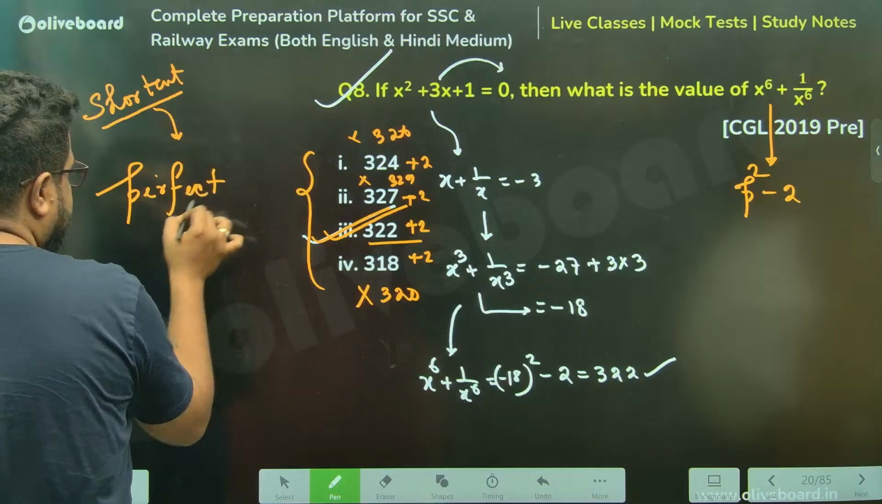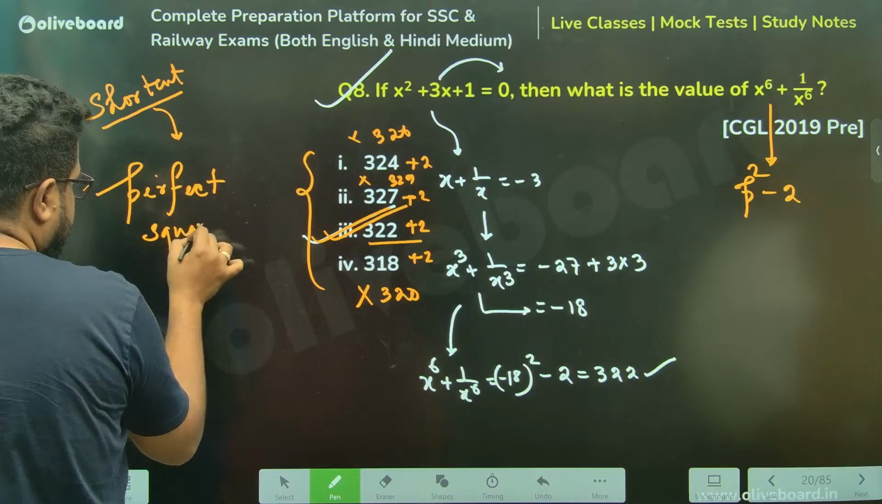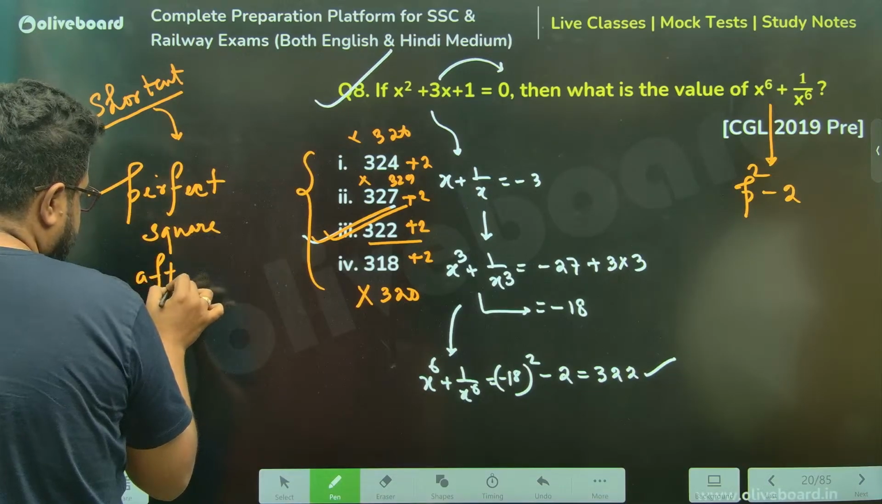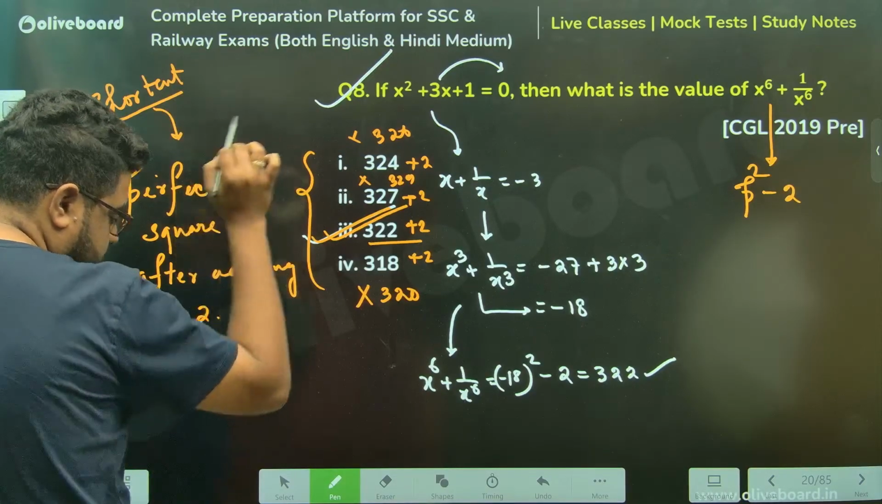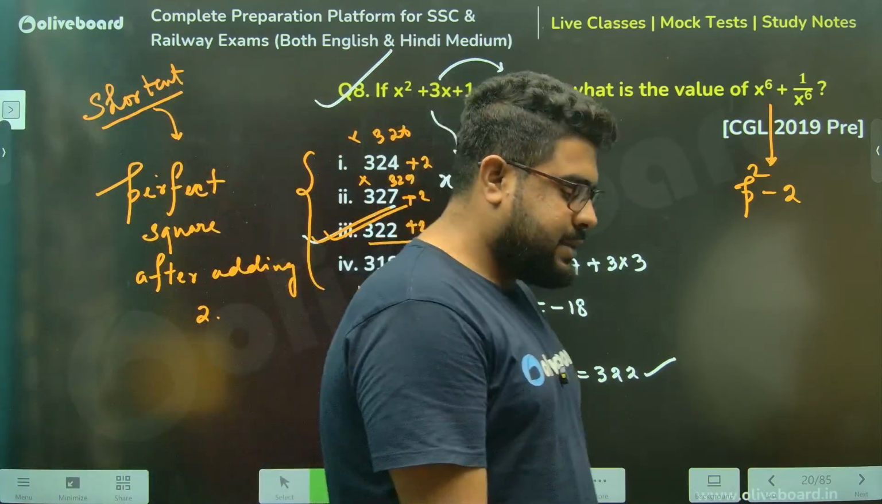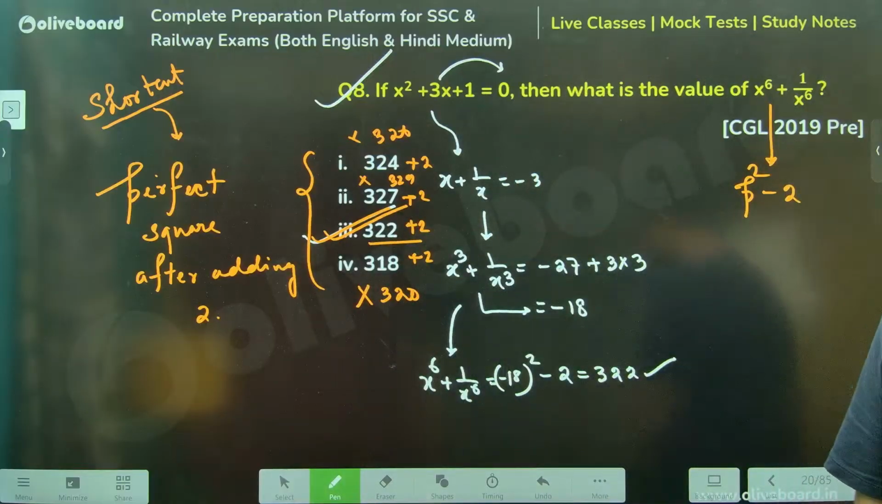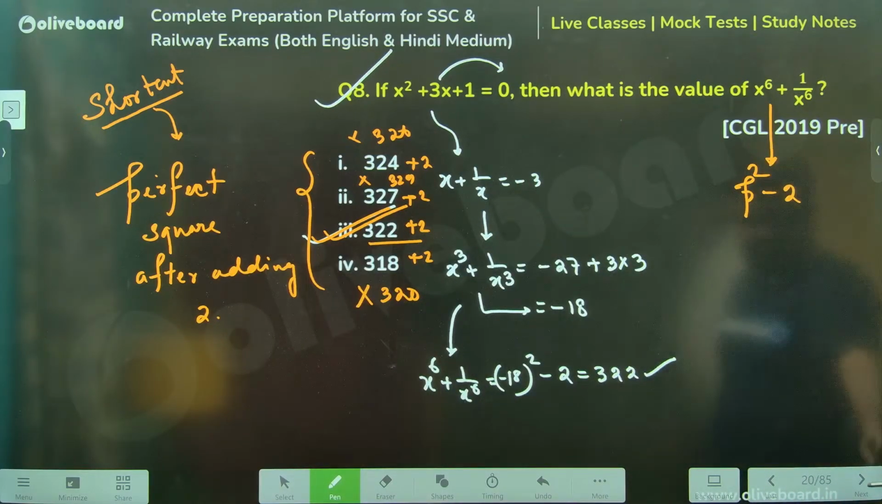Perfect square after adding 2. That's your shortcut. Clear, everyone? Chalo, let's do the next.